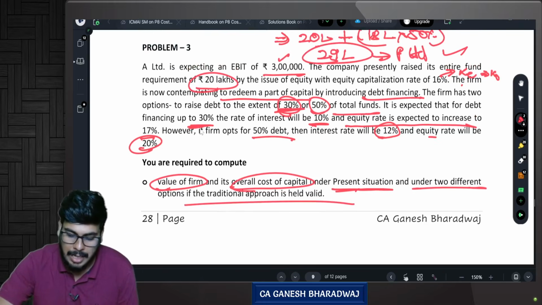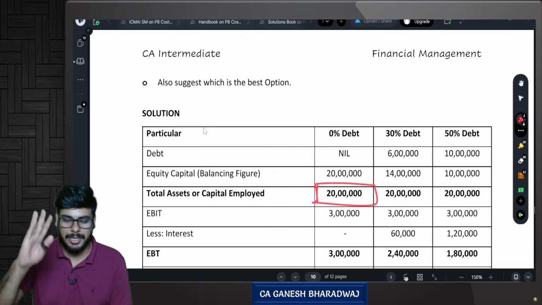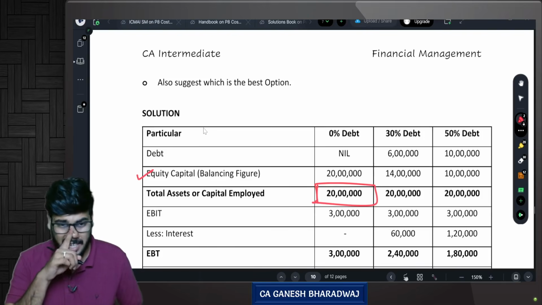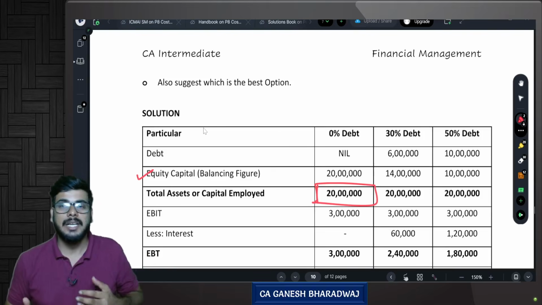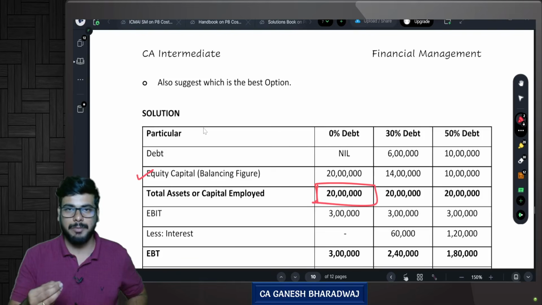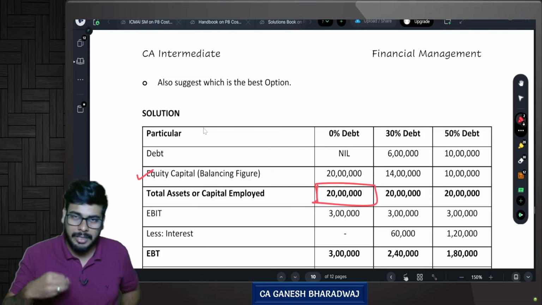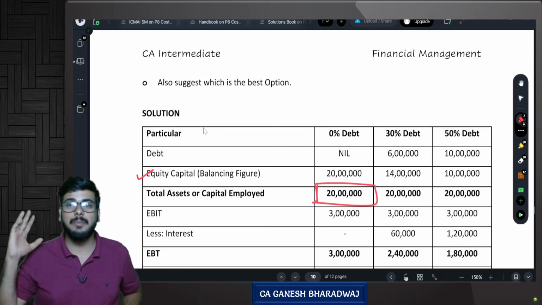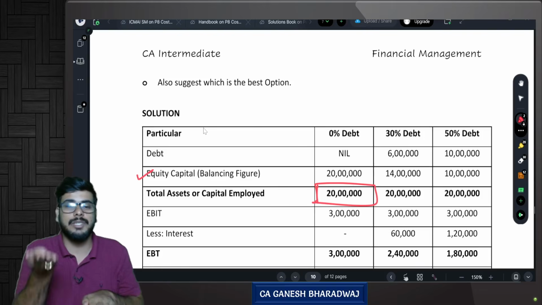Now what they are saying, currently the company has raised how much? 20 lakh rupees. Are you clear with this? Yes. The entire 20 lakhs is raised by equity share capital. Now they want to introduce debt. How? They are saying we will buy back our equity shares. Buy back equity means they will pay their equity shareholders some money and buy back their own shares. For them to pay the equity shareholders, they will raise the funds through the debenture channel, the debt channel. To this extent, equity will reduce and debt will come in.